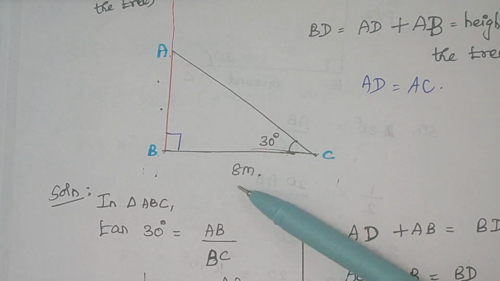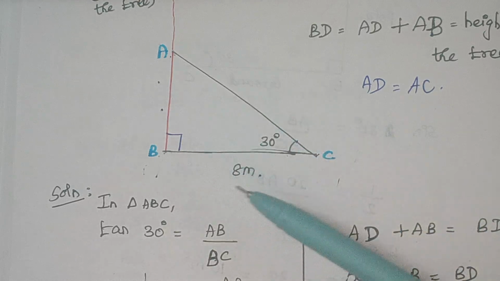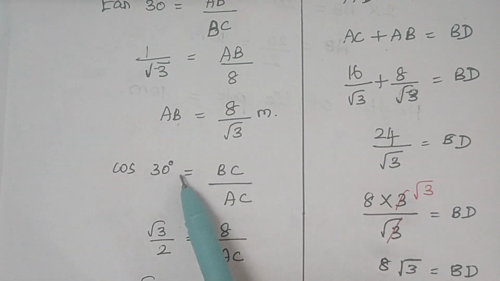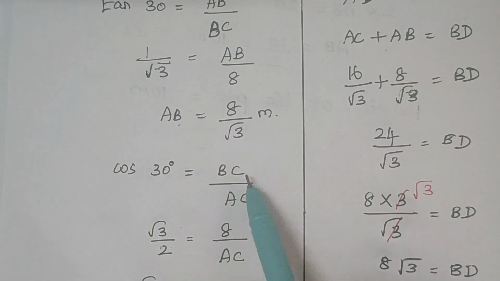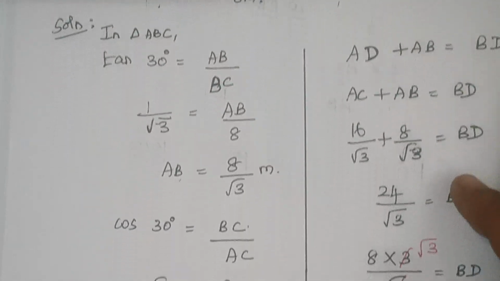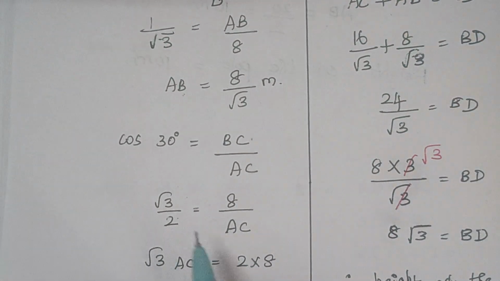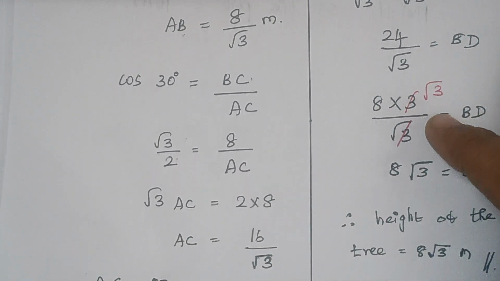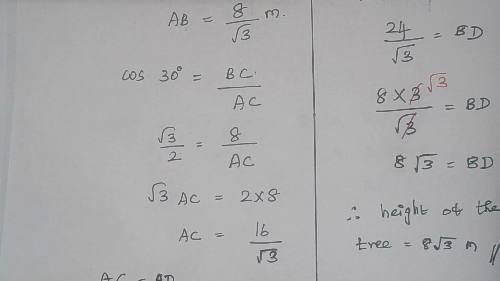So cos 30 is adjacent side by hypotenuse, that is BC by AC. Right. So just substitute it. Cos 30 is root 3 by 2 and the value of BC is 8. Okay, it is given in the problem. Now here when you cross multiply, root 3 into AC is equal to 2 into 8. Therefore the value of AC is 16 by root 3.